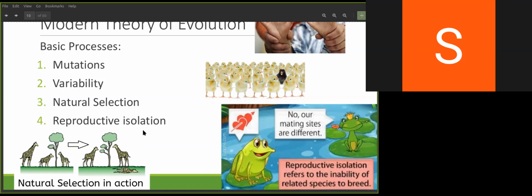We got the other one, variability. It has to do with that mutation. In a species, we got a lot of specimens different from each other, but not that much difference. Because of this, we will be able to survive as a species.